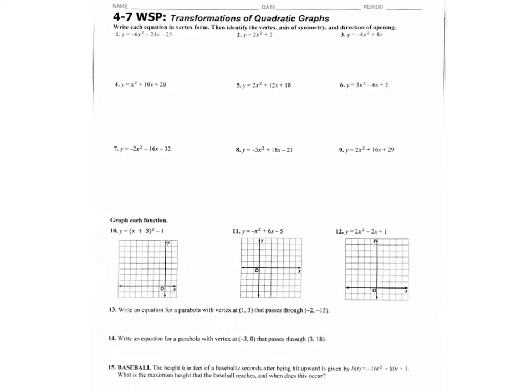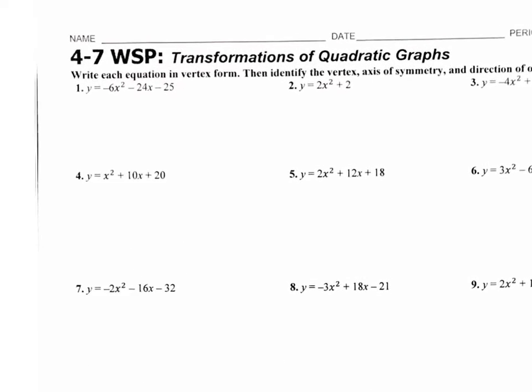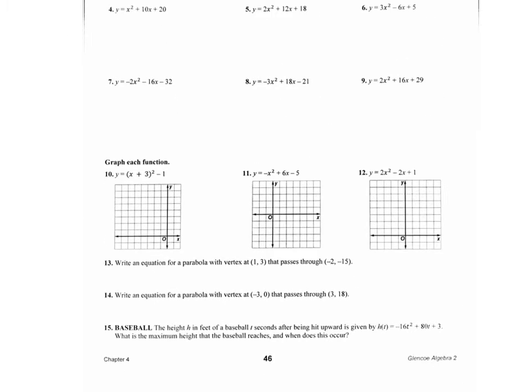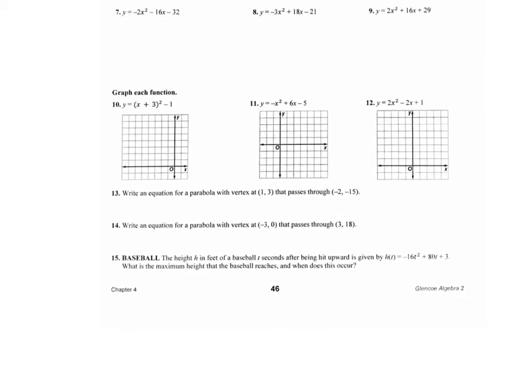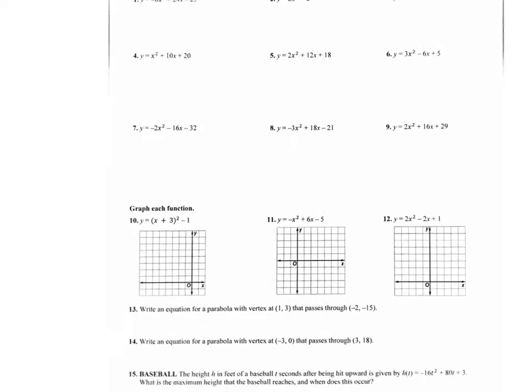So we are going to be working on this worksheet 4.7 WSP. So we're not doing all of them. And you know what? I try to make space for your work, but you're probably not going to have enough space. You might have to rewrite this in your notebook. But we're doing 1 through 6. We're skipping 7, 8, 9. We're also skipping 12. So 1 through 6 is exactly what we just did on the notes.